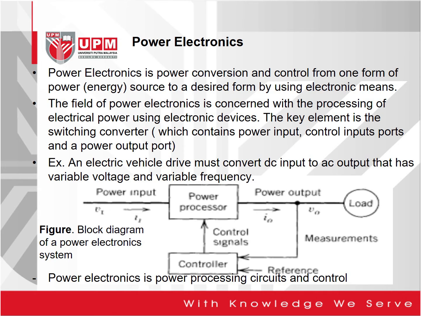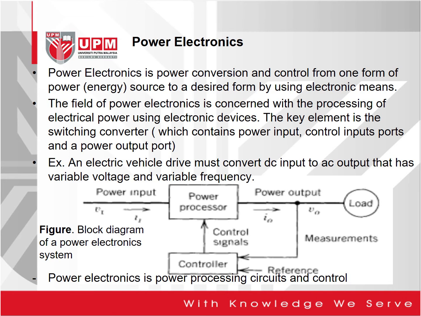These three elements are important: the power input, the control input ports, and the power output port. For example, an electric vehicle drive must convert DC input to AC output that has variable voltage and variable frequency. So we have the power input, control input ports, and also the power output port. You can see the power input, power output, and the control input port in the figure.